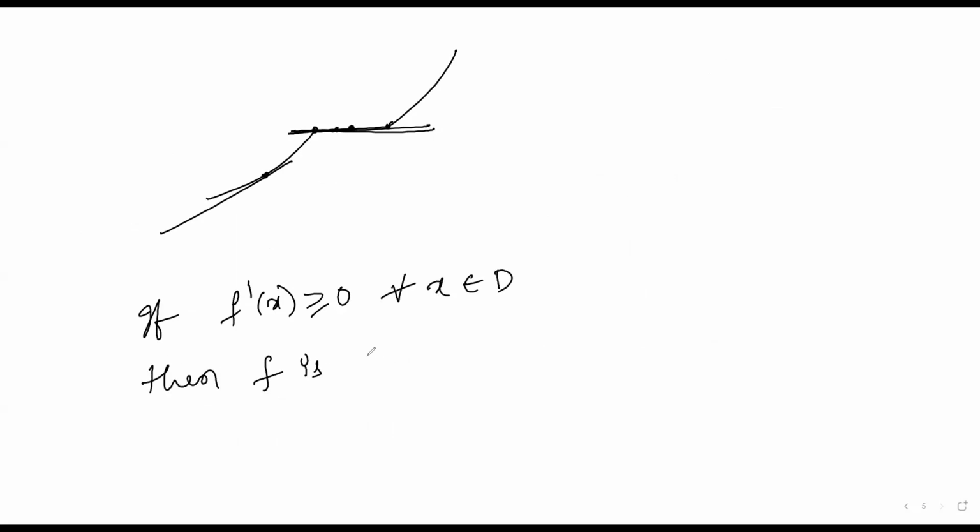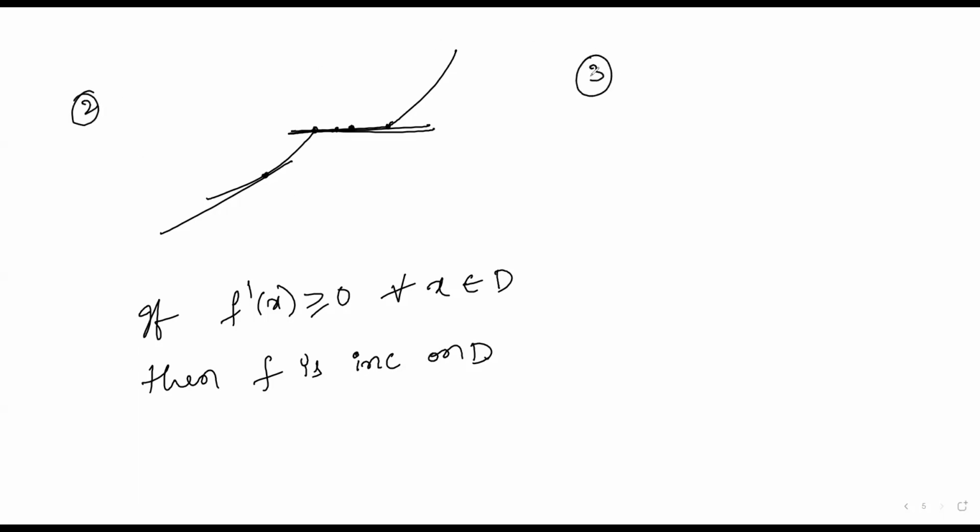So it means, if at all f dash of x is greater than 0 but sometimes equal to 0 also for all x belongs to domain, then what we say? You can't say strictly, then f is increasing on D. Okay, like this, right?